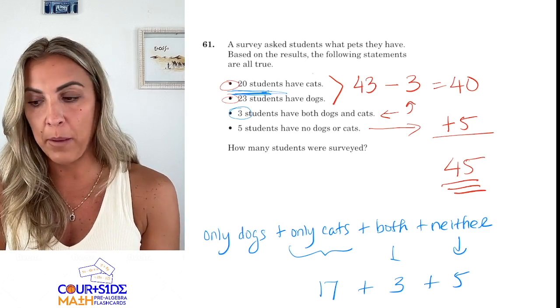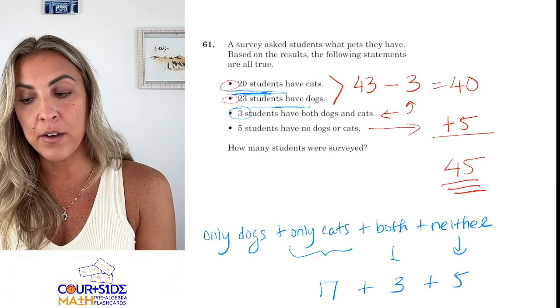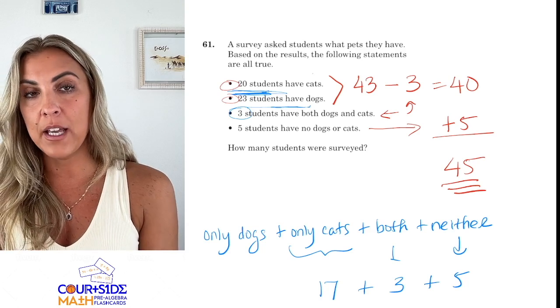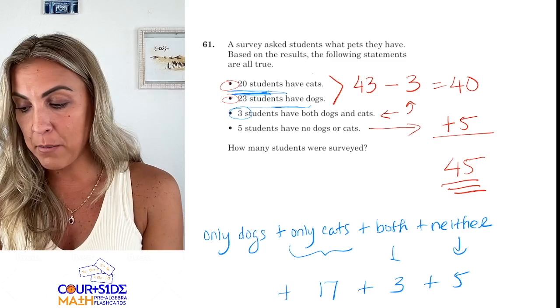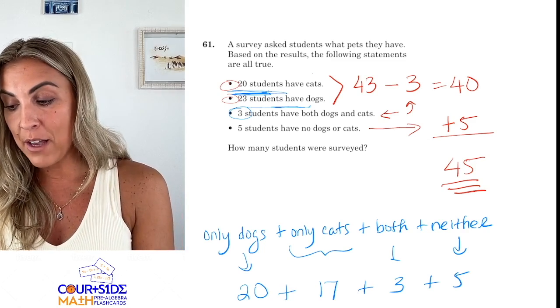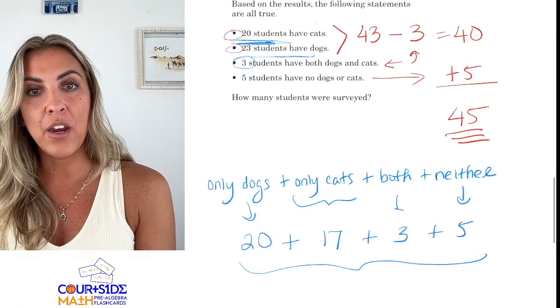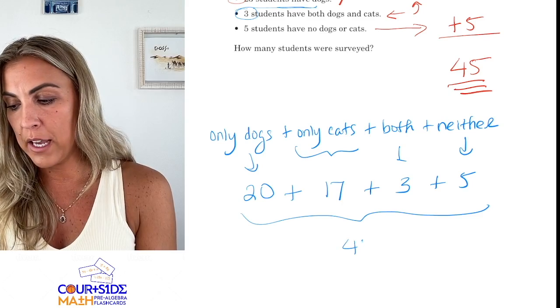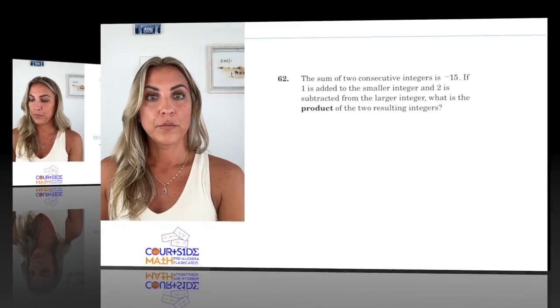That's why they counted that 20. And then for the only dog, well, there's 23 students who have dogs, but 3 of those kids also have a cat. So the kids who only have a dog, that's going to be 20 students. So 20 with only a dog, 17 with only a cat, 3 with both, and 5 with neither. And when we add all of these numbers up, we're going to get 45 as well. So whichever way makes more sense to you.